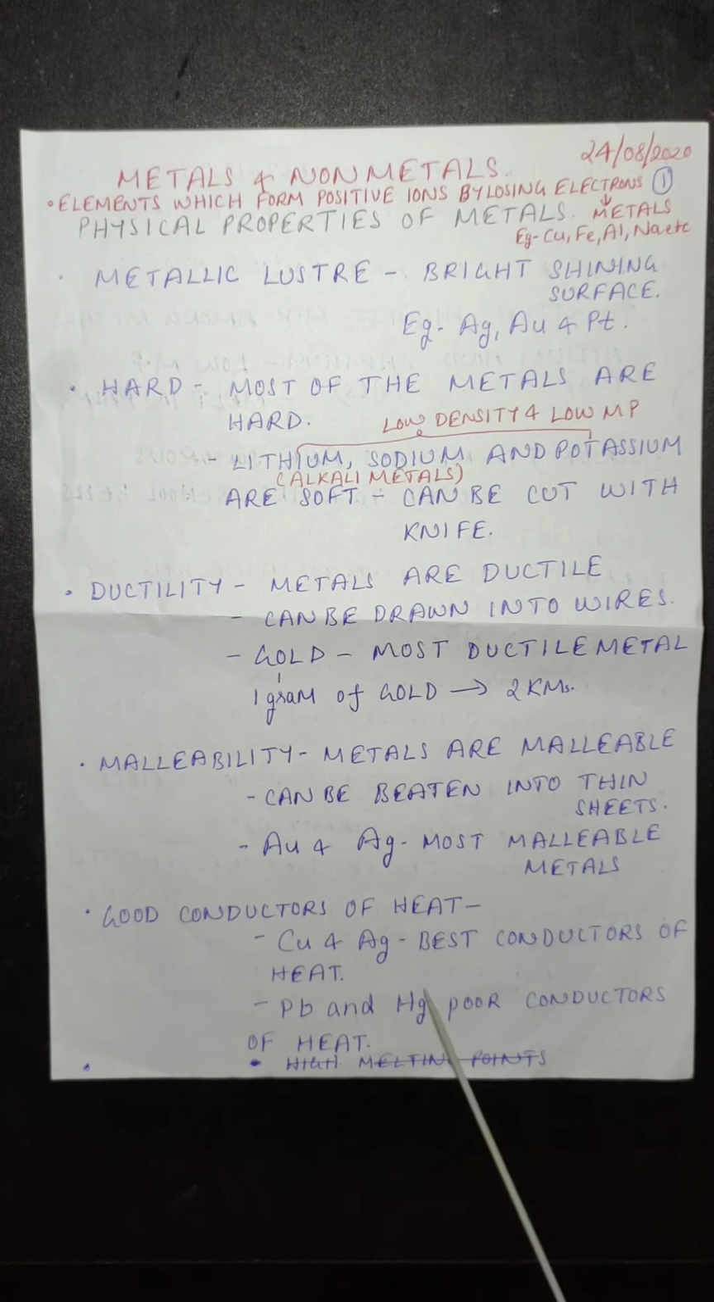This is one of the reasons why copper and silver are used in cooking utensils. But nowadays silver is less used because it is expensive. Otherwise, in earlier days silver containers were used, mainly as cooking vessels. Lead and mercury are poor conductors of heat, meaning they may allow the heat to pass through but very, very minimally. If they ask for the best conductors of heat, you need to know copper and silver.